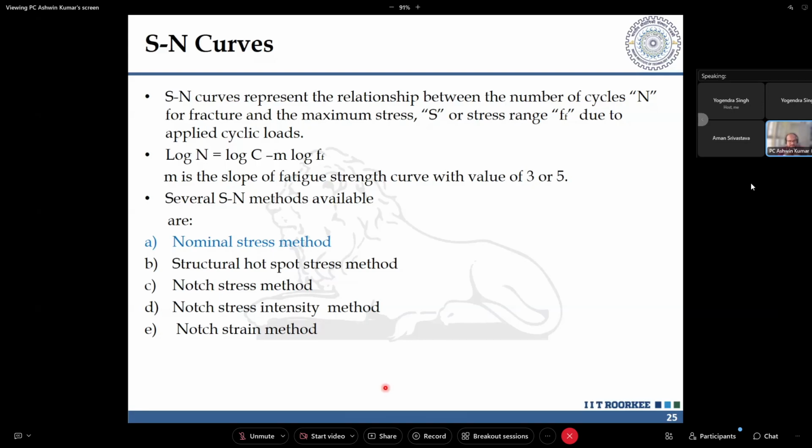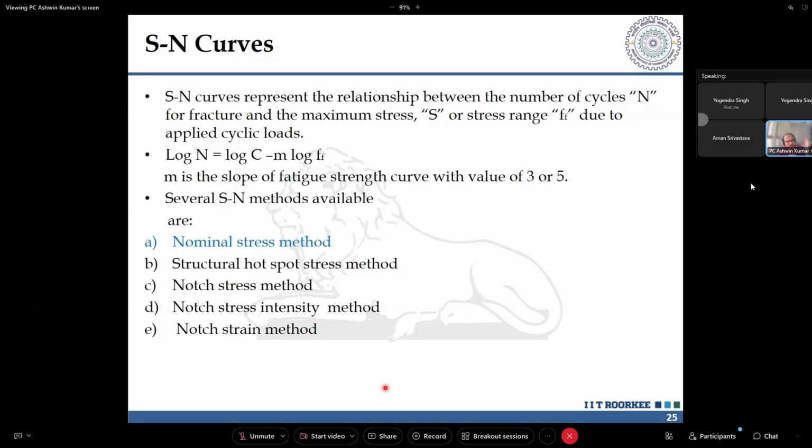So we have the SN curve, which represents the relationship between the number of cycles for fracture and the maximum stress or stress range. Just to clarify here itself, stress range, I keep saying it repeatedly, how do you calculate it? In the morning class, sir said you have different methods of doing the moving load analysis on, let's say, a simply supported beam. The beam has an I section. Let's assume that the cross section is an I section.